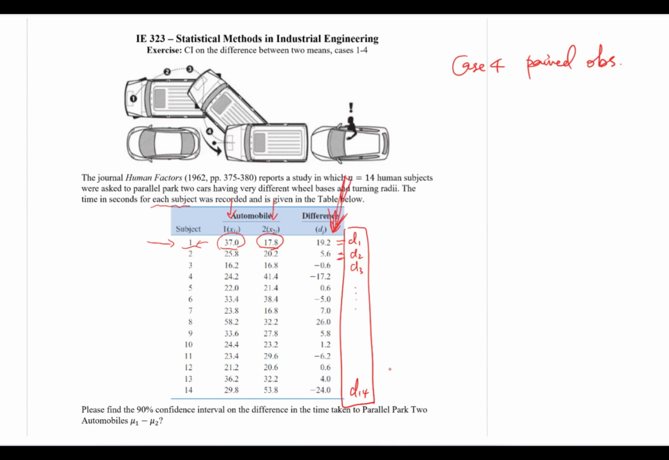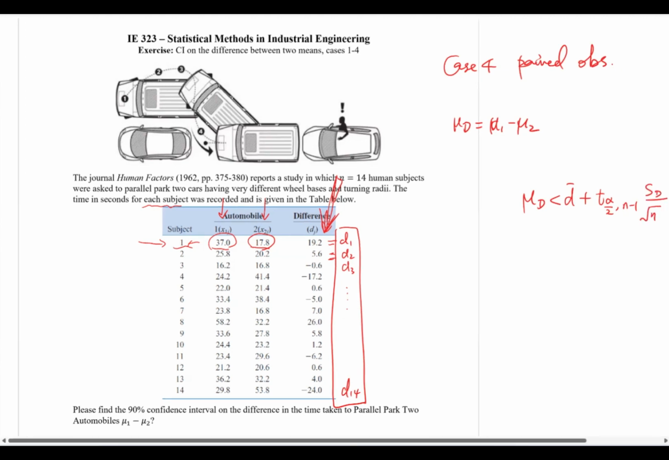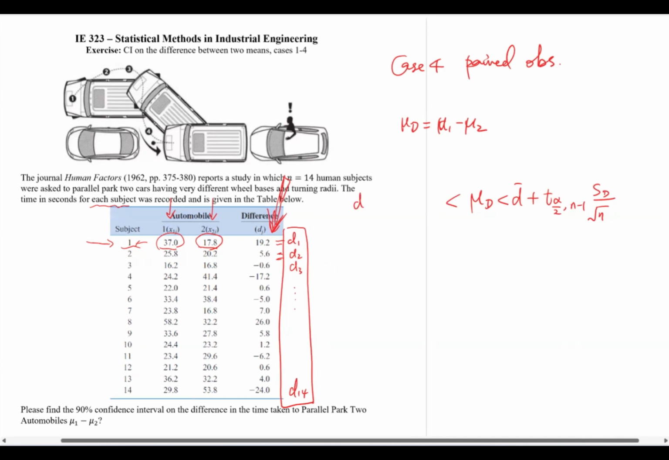So the equation will become mu d equals mu1 minus mu2. So mu d is the difference in the time taken to parallel park two different cars. So this will be less than d bar plus t alpha over 2, n minus 1, sd over square root of n. Let's move this a little bit. And greater than d bar minus t alpha over 2, n minus 1, sd over square root of n.